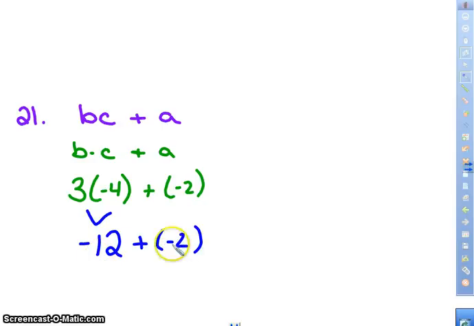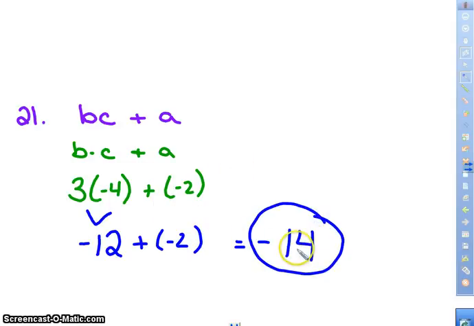And now I have a negative plus a negative, so I know my answer will be negative, and I know it will be negative because I'm going to have all those negative chips, and nothing's going to cancel out. I don't have any positive chips to cancel it out. 12 plus 2 is 14, and my answer is -14.